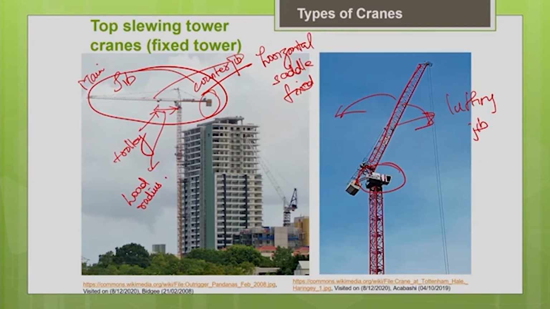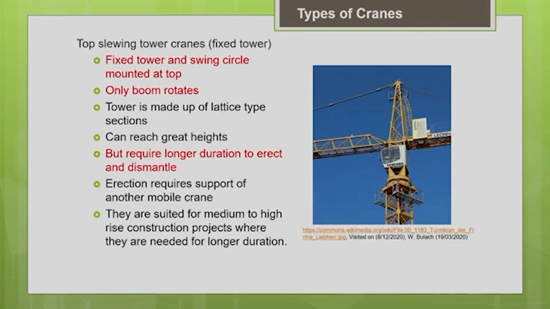The turntable is at the top and only the top portion will slew; the tower will be fixed. So top slewing tower cranes have a fixed tower and a swing circle mounted at the top. Only the boom will rotate: your turntable, your operator cab, boom, that means your main jib and the counter jib will rotate. And the tower is made up of lattice type sections. I hope you already know about lattice type sections. You can see the steel pipes connected. So these are lattice boom sections.